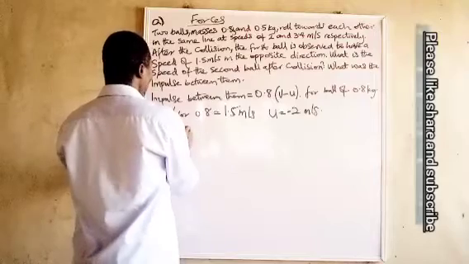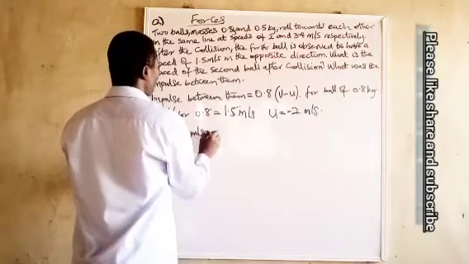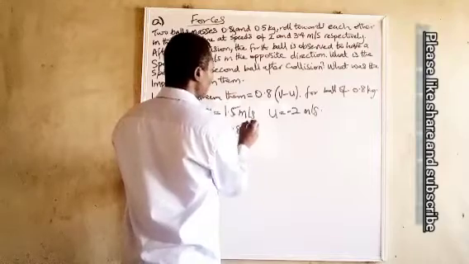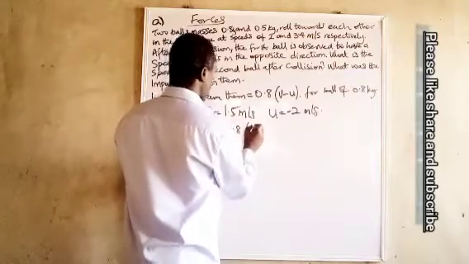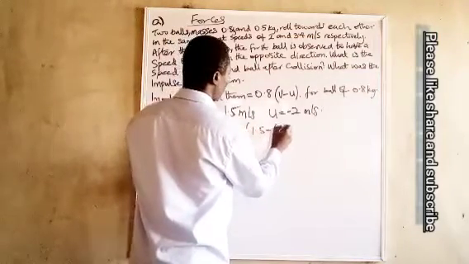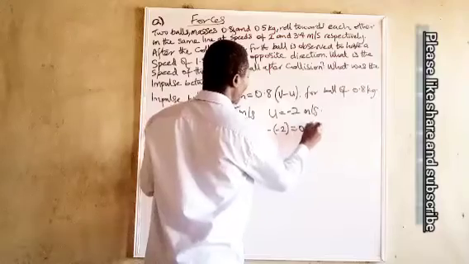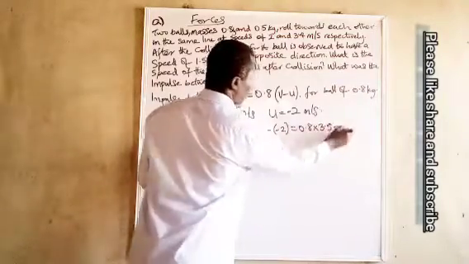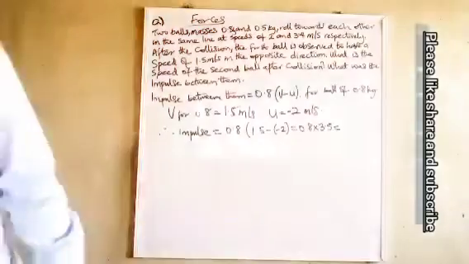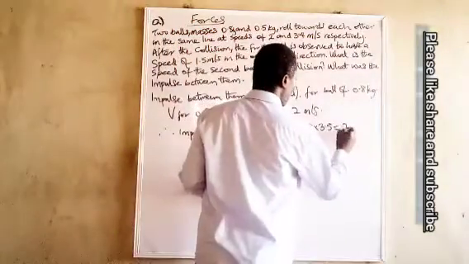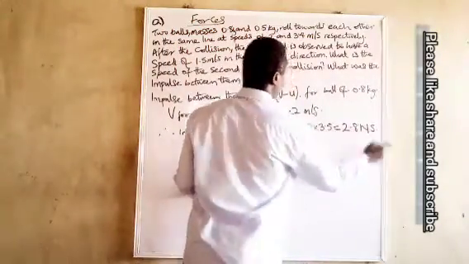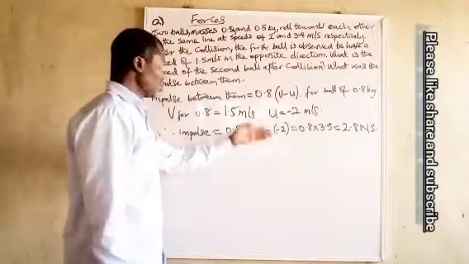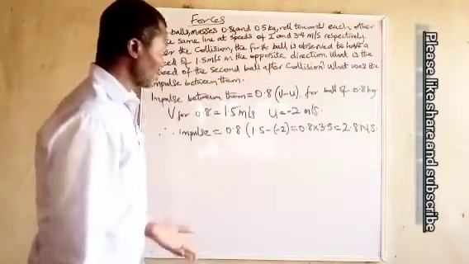Therefore, impulse is equal to 0.8 into 1.5 minus minus 2, equal to 0.8 times 3.5. And what does that give? 2.8 newton seconds. So the impulse on this one is equal to the impulse on that one. You can even use this one to get the final velocity of the second one.